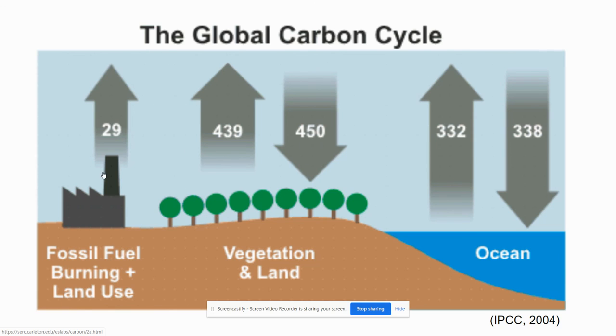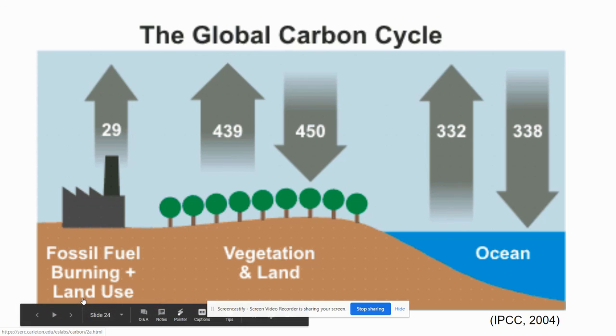But look at this, the fossil fuel burning. I'm seeing only one arrow going up, the carbon going from the fossil fuel to the atmosphere, and there is no counter arrow for carbon going from the atmosphere back to the geosphere or the fossil fuel.